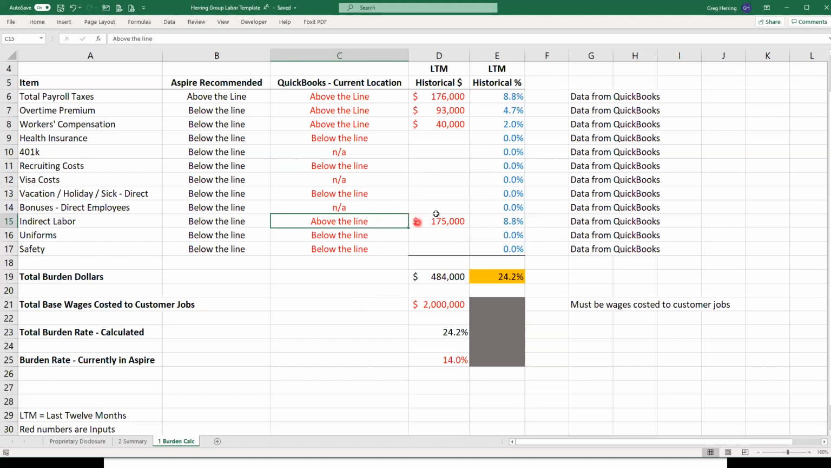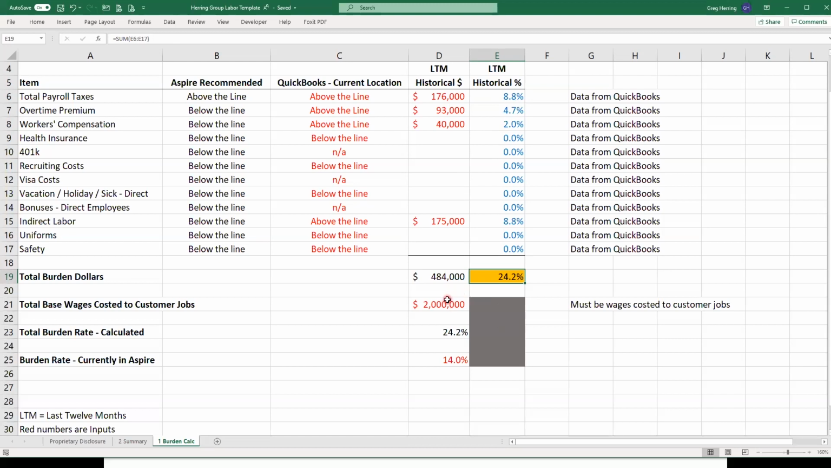And then you go, so this number you either pull from QuickBooks or from Aspire. These other numbers you would typically pull from QuickBooks, right? And anything red is something you type in, anything black should stay. And you'll see what your historical percentages are, right? So you add up these percentages, right? And you get to 24.2%.